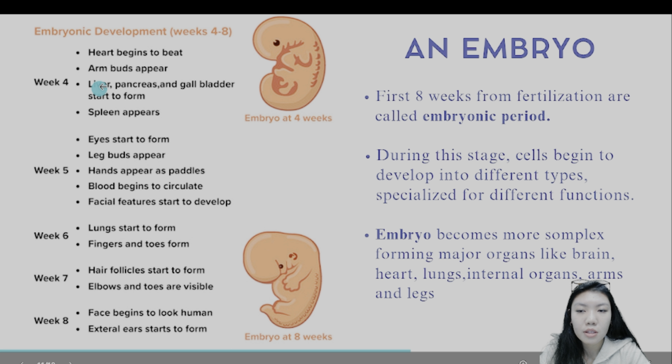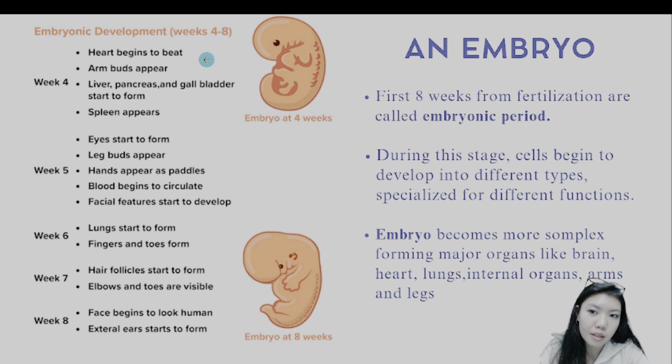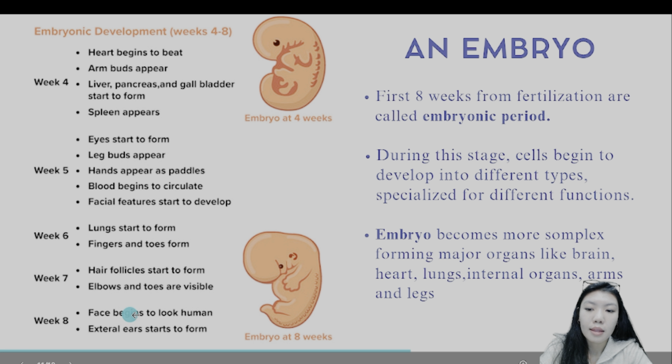In the fourth week, we see that the heart begins to beat, arm buds appear, the liver, pancreas, and gallbladder start to form, and the spleen appears. In the fifth week, we can see the eyes start to form, leg buds appear, and the blood begins to circulate. In the sixth week, the lungs start to form, and fingers and toes form. Also, in the seventh week, hair follicles start to form, and elbows become visible. In the eighth week, the face begins to look like a human, and the external ears start to form.